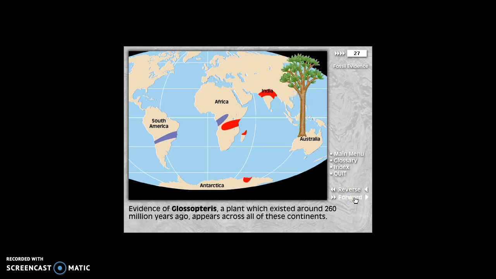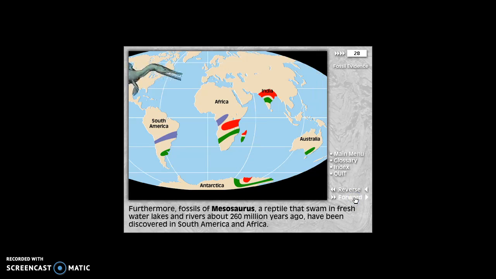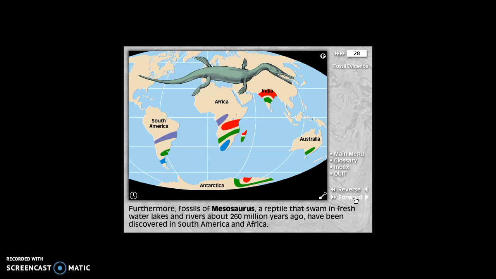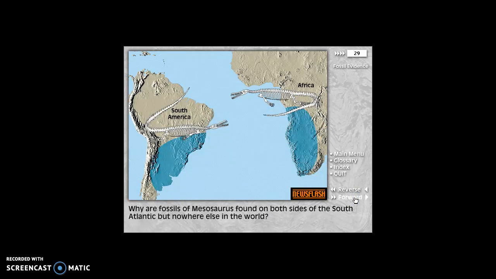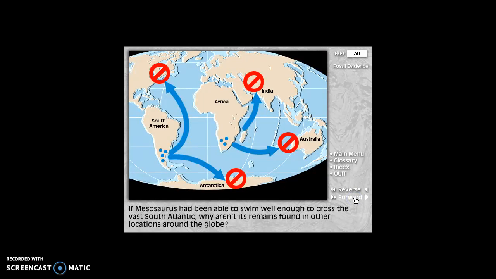Evidence of Glossopteris, a plant which existed around 260 million years ago, appears across all of these continents. Furthermore, fossils of Mesosaurus, a reptile that swam in freshwater lakes and rivers about 260 million years ago, have been discovered in South America and Africa. Why are fossils of Mesosaurus found on both sides of the South Atlantic, but nowhere else in the world? If Mesosaurus had been able to swim well enough to cross the vast South Atlantic, why aren't its remains found in other locations around the globe?